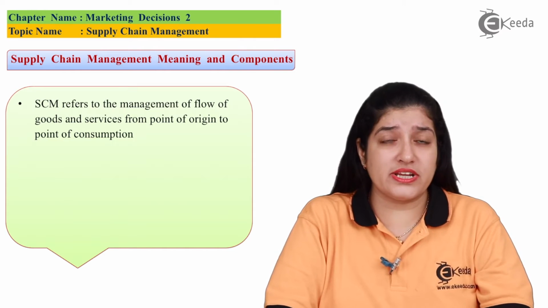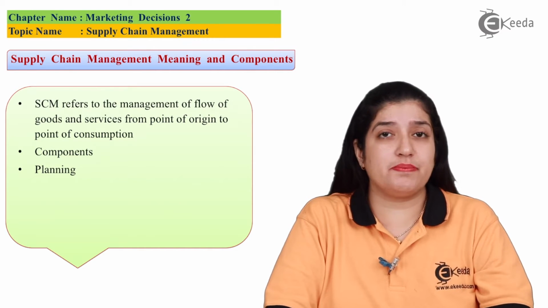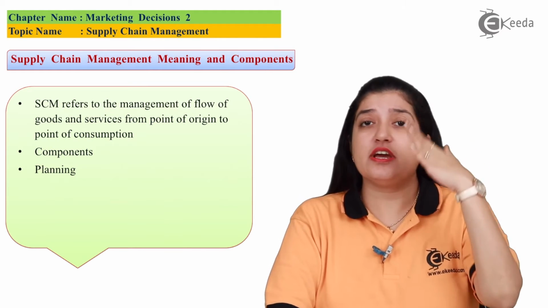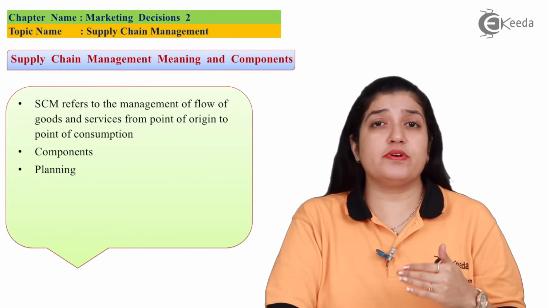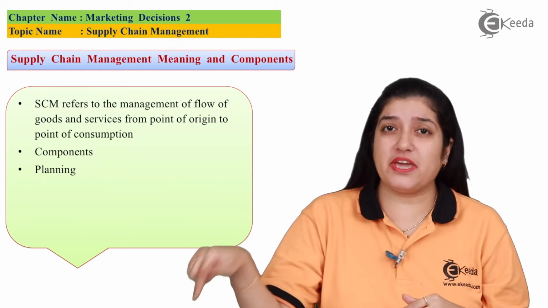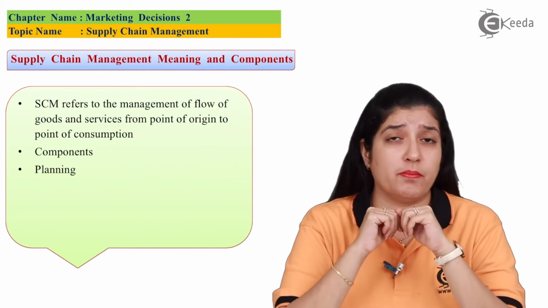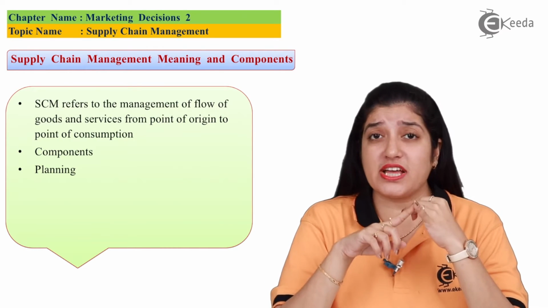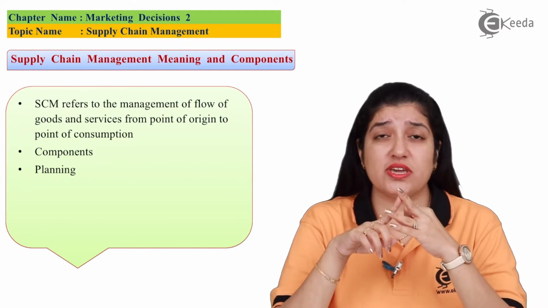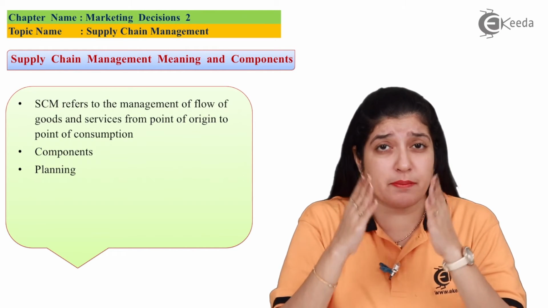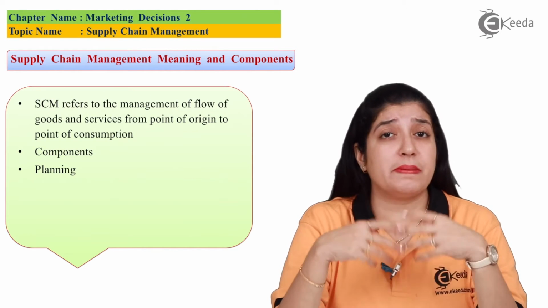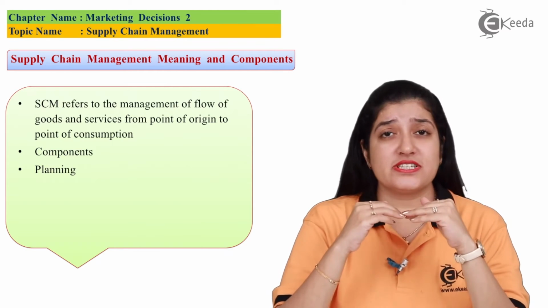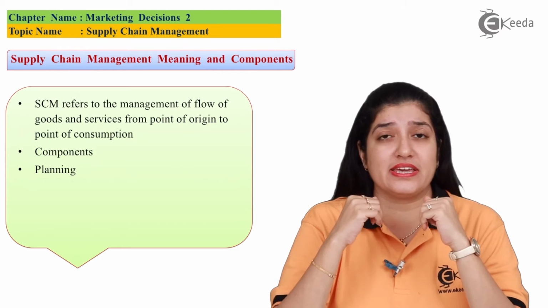The first component is planning. What is planning? Of course, for moving the apples from Kashmir to the consumer in Mumbai, or rather to the patient in the hospital in Mumbai, a lot of planning is required. Planning in terms of transport, warehousing, packaging, who will be the participants, how products will be handled, material handling, all is required. So the first component is planning.